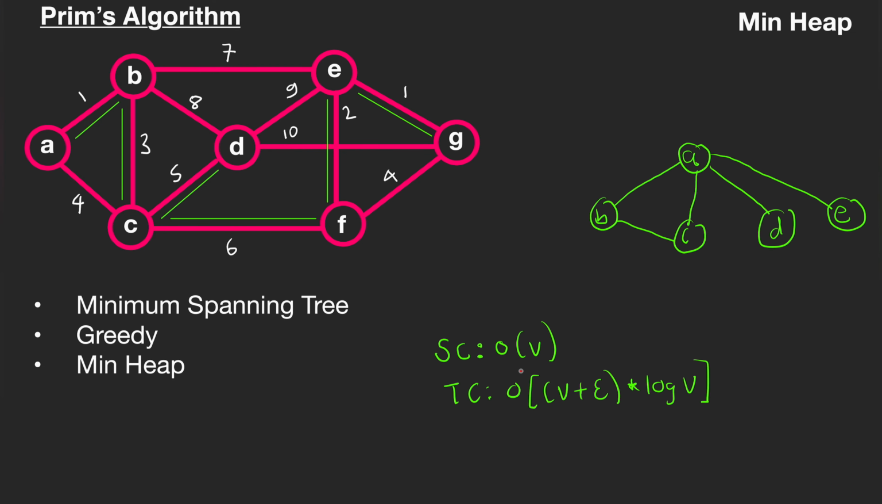Now let's talk about the time and space complexity of Prim's algorithm. Here we are using a min heap, and at a time the min heap can have a maximum of V elements, where V is the number of nodes or vertices in the graph. So the space complexity would be big O of V. We also know that if a min heap contains V elements, then the addition or removal operation on the min heap would need big O of log V time. So the time complexity would be big O of (V plus E) times log V, because we are visiting all the nodes and edges exactly once.